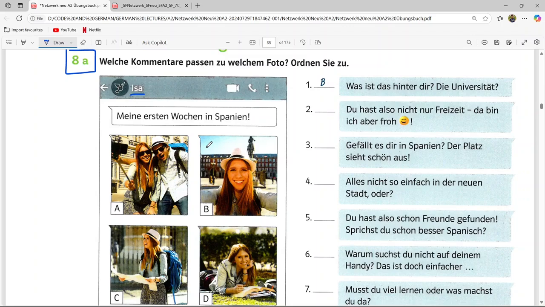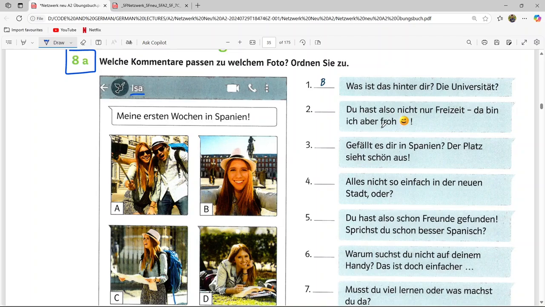Okay, so the first one, was ist das hinter dir, die Universität? So what is behind your back, the university? So this picture, so for example all of the pictures there is no focus on the building, so it is clearly the picture B.